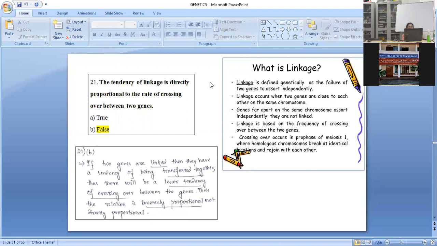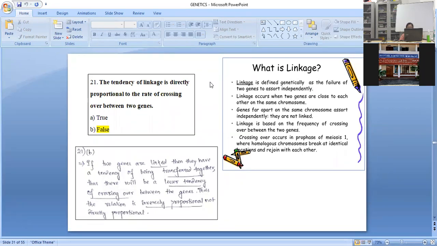Crossing over means there will be a crossing over. Literally they will cross over, get separated, and the linked genes will be separated. So the question over here is: tendency of linkage is directly proportional to rate of crossing over between the two genes. Is it a true statement or a false statement?